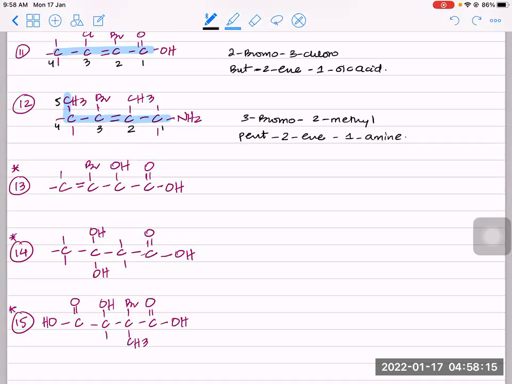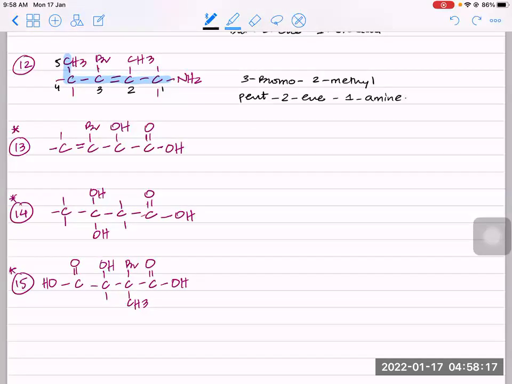Now let's see the exception 13, 14, and 15. What are the exceptions here? You pick the longest chain. This is the longest chain, which is the most important functional group. It will be carboxylic acid. So this is 1, 2, 3, and 4. Now on carbon 3, you have a bromo. So we call this 3 bromo.